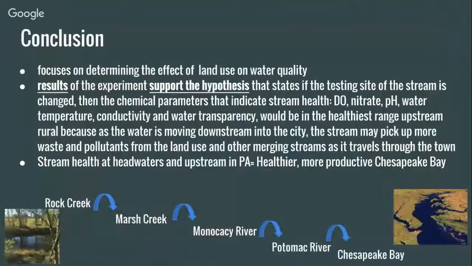Even though all the sites had very good water quality, the results support my hypothesis. Rock Creek is one of the major creeks flowing into Marsh Creek, which flows into the Monocacy River, which flows into the Potomac River, which flows into the Chesapeake Bay. So essentially the water quality of Rock Creek has an impact on the Chesapeake Bay.